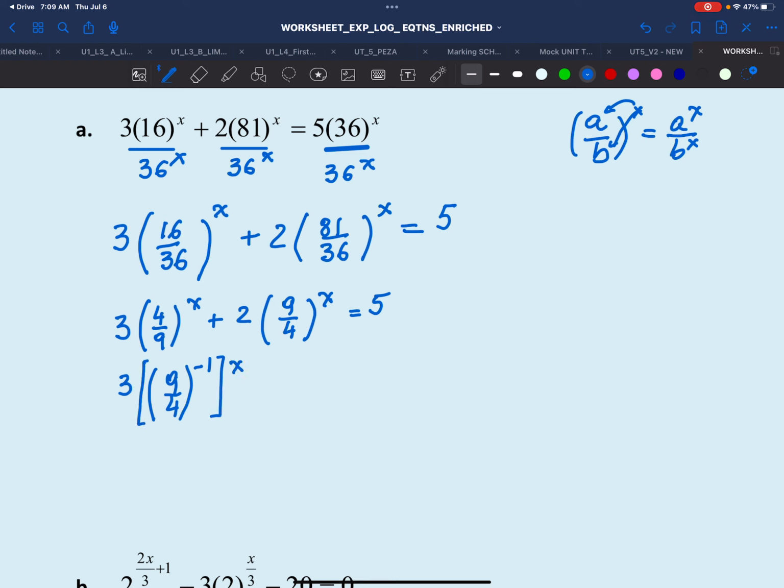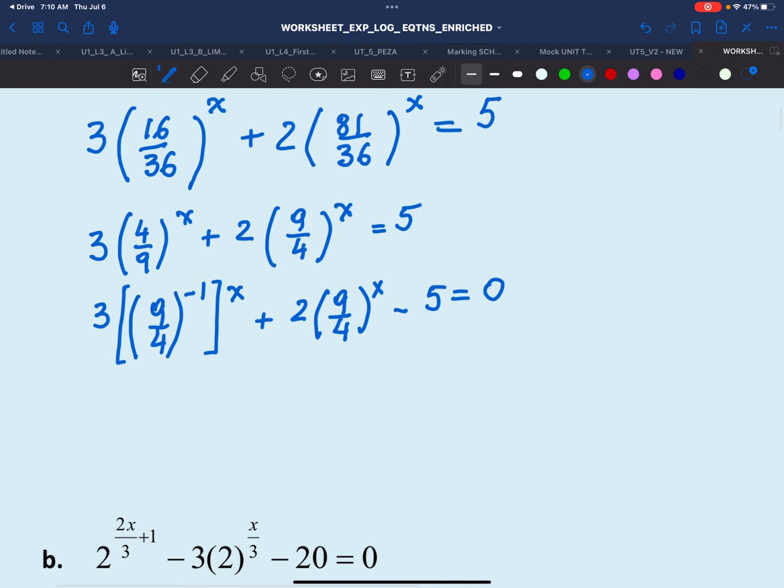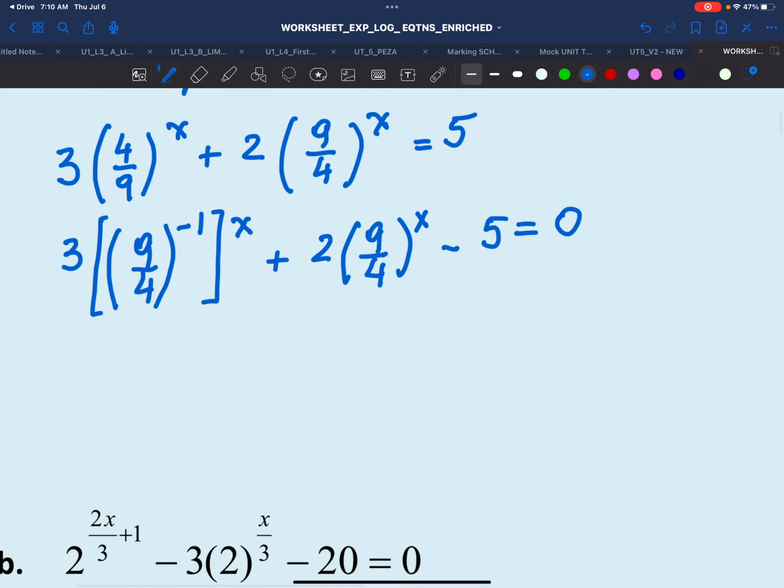I'm taking the steps slowly here. And then plus 2, then 9 over 4 to the power of x. I'm going to bring 5 to the left side of the equation because I notice this is not a simple linear exponential equation.